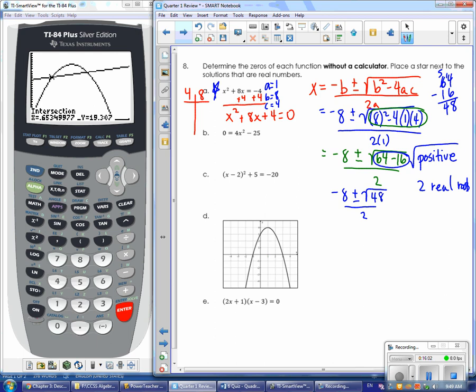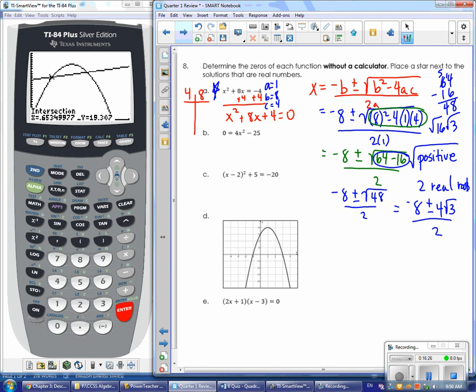And one of the things that I know is that 16 goes into 48 3 times. So I can actually rewrite 48 as 16 times 3. And since both of those are under the square root, this becomes -8 plus or minus. If I simplify the square root of 16, I get 4. I can't really do anything with the square root of 3, so I'm going to leave that there. And then that's over 2.